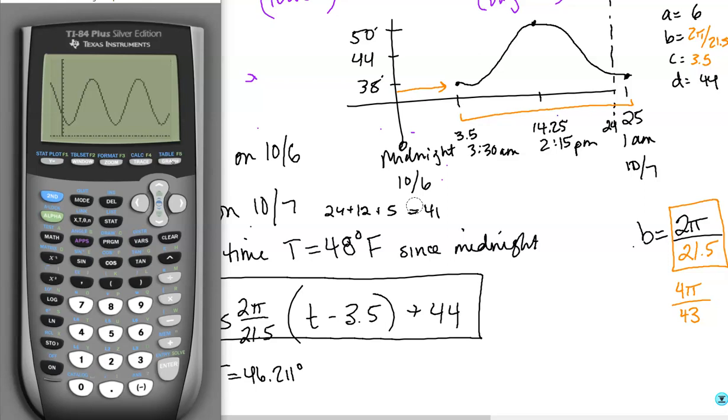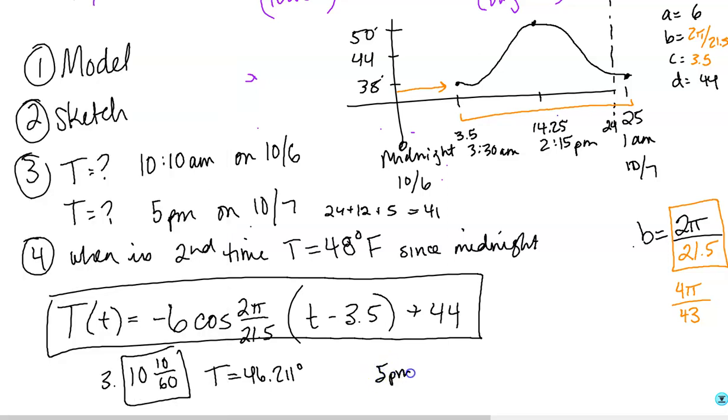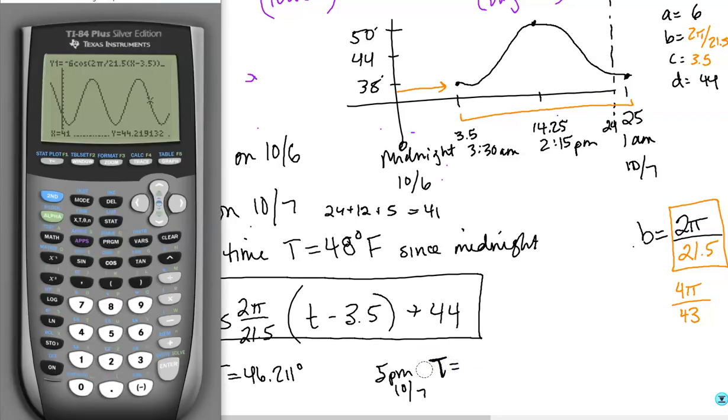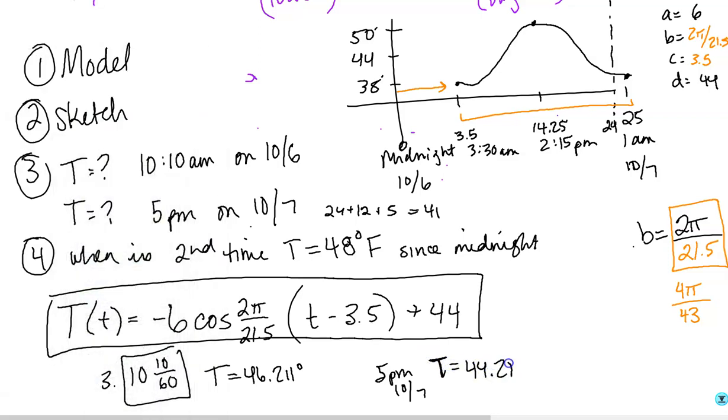So now let's do that. Second calc, value, 41 hours. That's 5 p.m. So there we go. So at 5 p.m., it's 44.219 degrees. So at 5 p.m. on 10/7, the temperature was 44.219 degrees. All right, we're almost done. Hang with me. Last piece for number 4 is, when is the second time that the temperature is 48 since midnight?